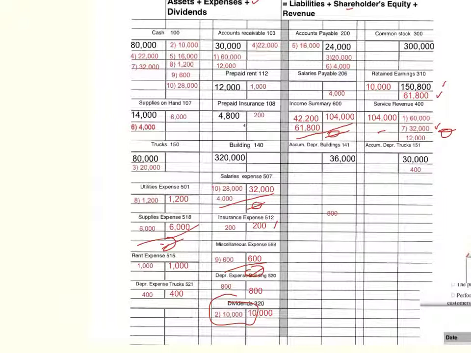So now you can see that all we have left are balance sheet accounts: cash, accounts receivable, supplies on hand, prepaid insurance, trucks, and buildings. Accounts payable, common stock, salaries payable, and retained earnings. Accumulated depreciation buildings, accumulated depreciation trucks. So now we can do what's called a post-closing trial balance.